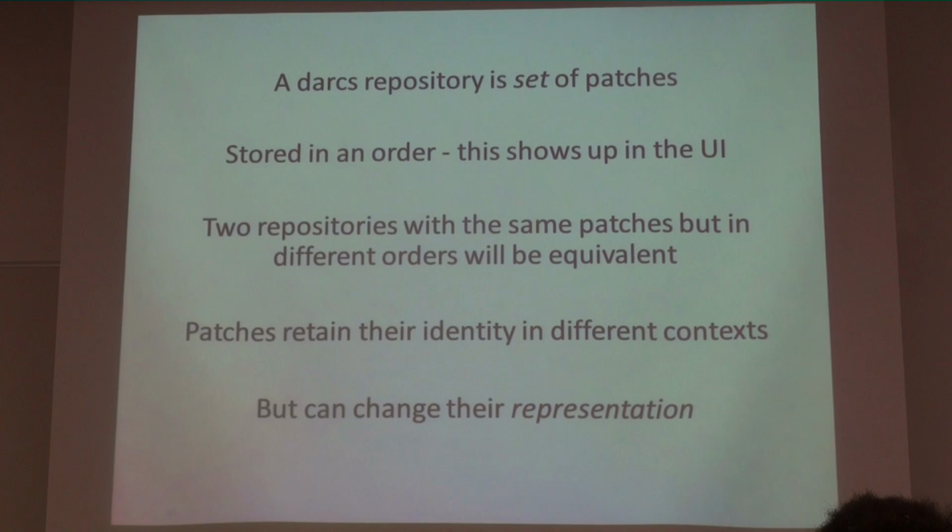Okay, so conceptually you can think of a Darcs repository as being a set of patches in most cases. So the set of patches you have in your repository, no matter what order you brought them in, the end state of your repository will be the same. But they are actually stored in a particular order that reflects how you got them. And when you run things like Darcs changes, as we showed you, that does show up. You're storing them in a particular order.